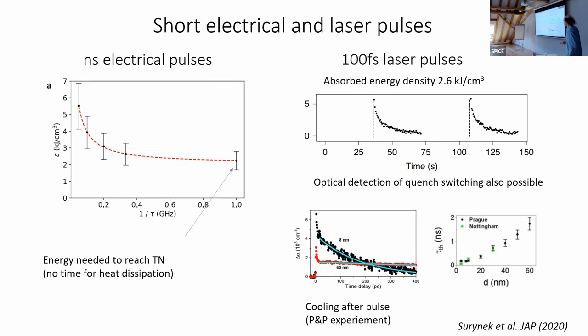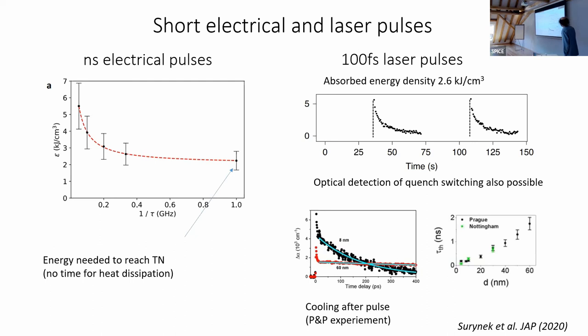And this is the case for electrical pulses, where we can calculate the energy from current and resistivity. But it's also the case for optical pulses, which can be as short as 100 femtoseconds, where we simply measure the absorbed energy. And it turns out that the two numbers are really very similar, 2.6 kilojoules, and here it's from 2 to 3 kilojoules. We can induce the quench switching effect by any pulse which simply delivers enough energy, and it needs to be short enough so that the cooling process is fast enough, I would say.